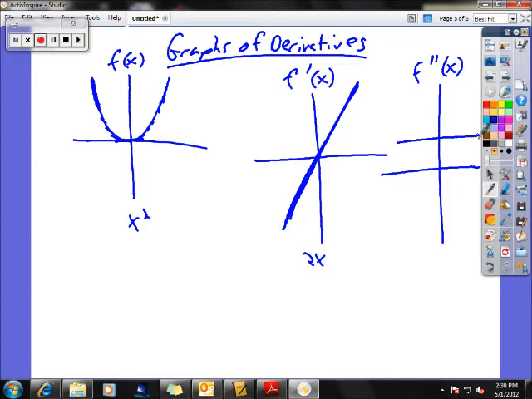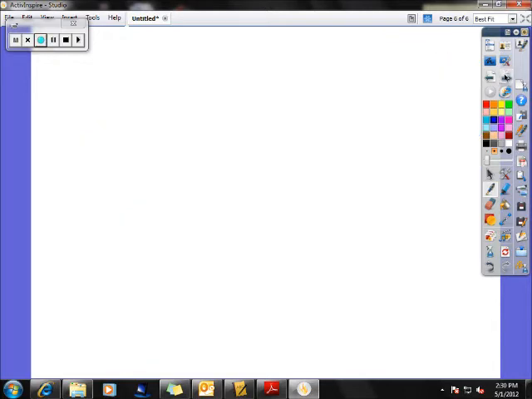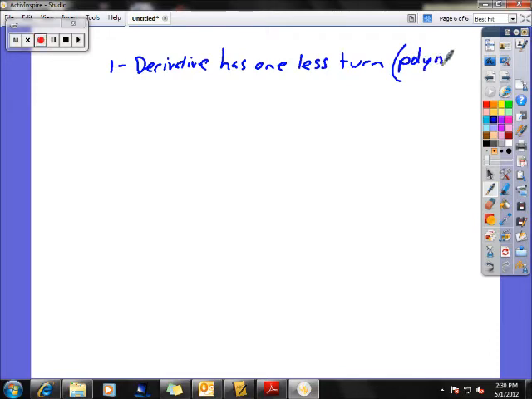Okay. So you guys, I want to make a quick list of rules to use for this. Okay. So 1, the derivative has one less term. This is for polynomials, okay? That's not the case for all functions, but for polynomials, that's what we're looking at right now. The derivative has one less term because the exponent goes down by 1, right? So you're going to have one less term on the graph.